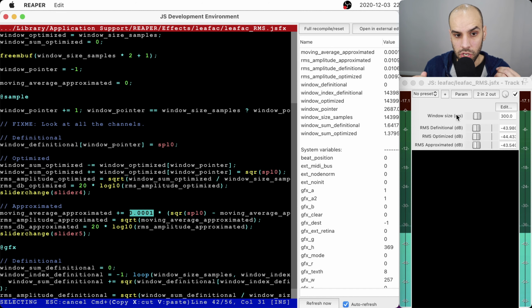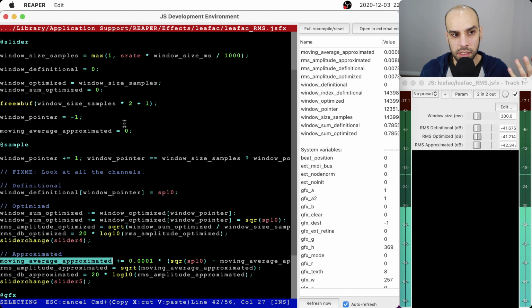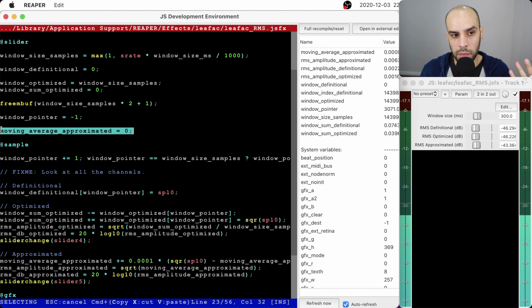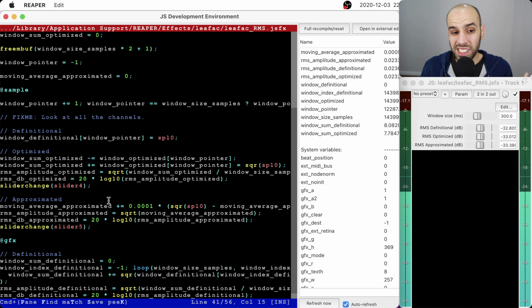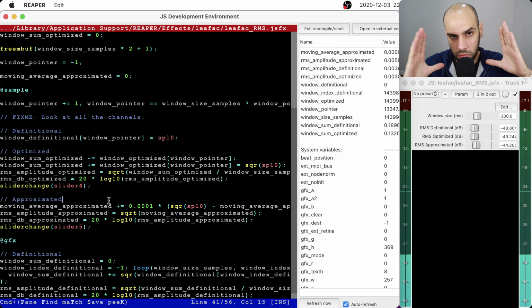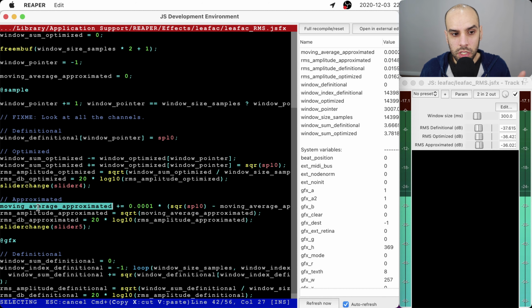This is an approximation, because if you think about it, I am never zeroing the moving average approximated. I'm never saying, okay, now reset, go back to some known value. For instance, here, 0 was the beginning of the moving average approximated. Or I could maybe, because this is an approximation, from time to time, just zero it and maybe have a window just to reset this. I don't have any of this. All I'm doing is just adding more and more and more information to this moving average approximated.